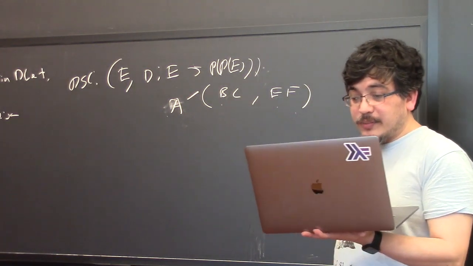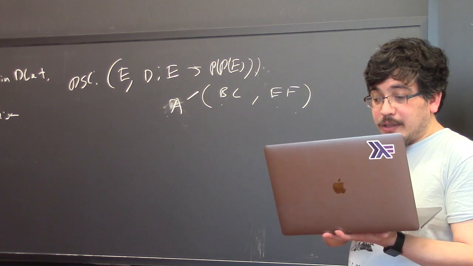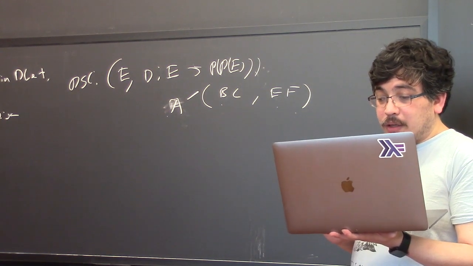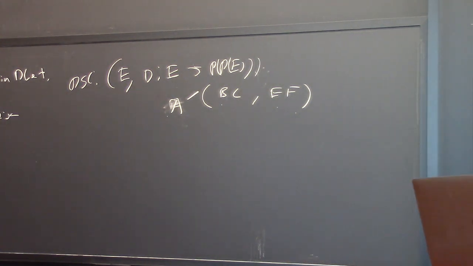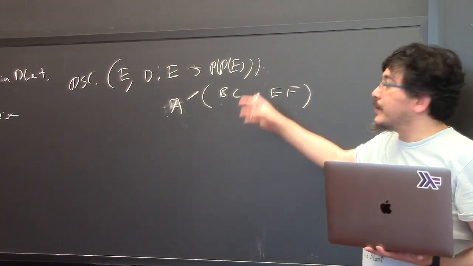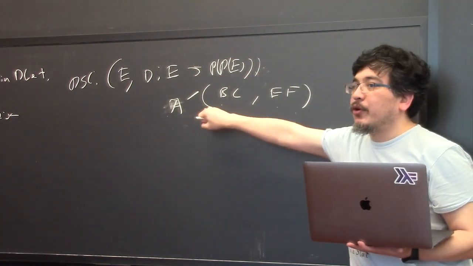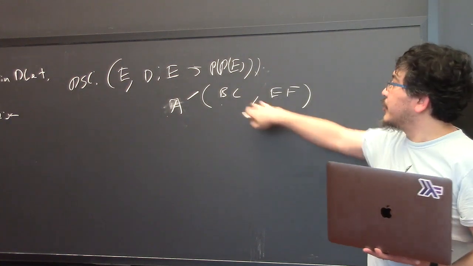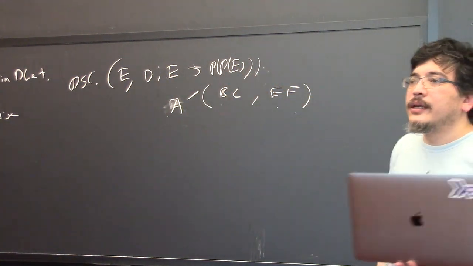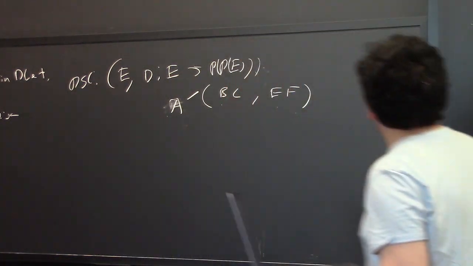Not going to go into the relationship with event structures or Petri nets. This is literally, if I have some formula of things and the things they depend on, I can just read it into one of these. There's no magic to it.